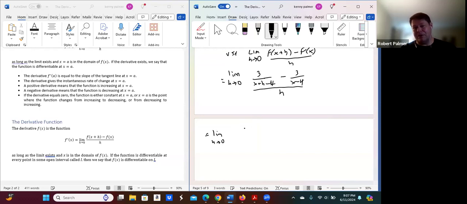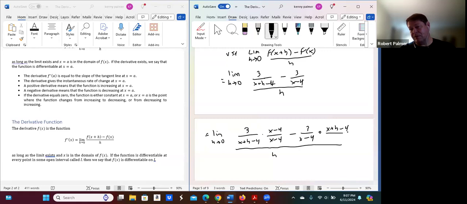And we're going back to algebra. Up here we have 3 over x plus h minus 4. Multiply the top and bottom of that by x minus 4. Remember, this whole thing is still over h. Now over here, multiply this one times the one it's missing, which is the other one, x plus h minus 4. We have the 3 here times x plus h minus 4, over x plus h minus 4.